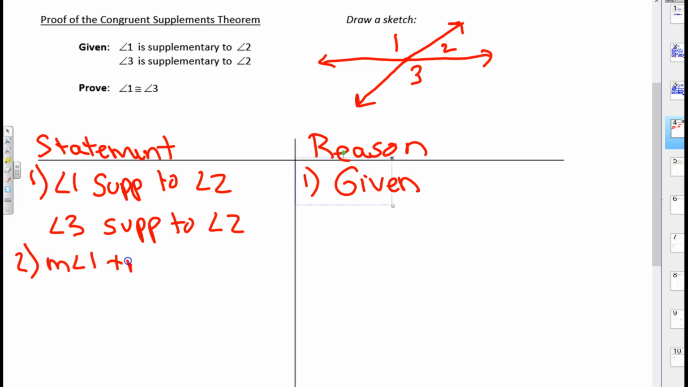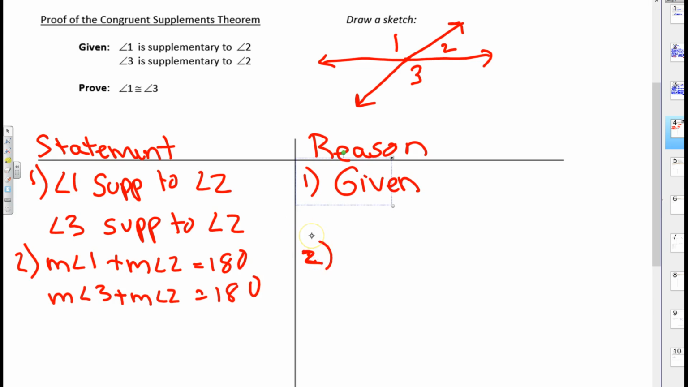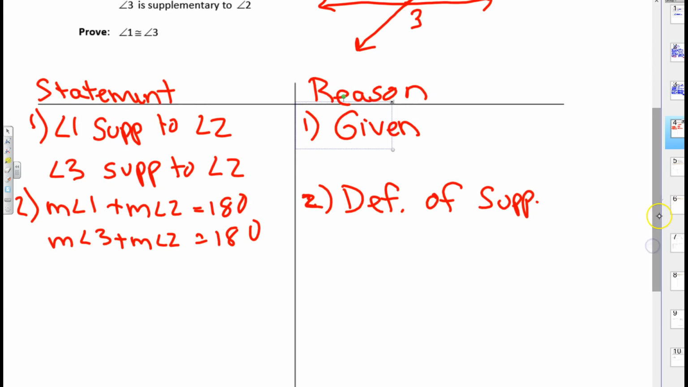Measure of angle 1 plus measure of angle 2 equals 180. And measure of angle 3 plus the measure of angle 2 equals 180. And when we do that, we're able to say by the definition of supplementary, because that's what it means to be supplementary. Well, now, just like before, I've got both of these equal to the same number. This means I'm now able to set them equal to each other by the transitive property.